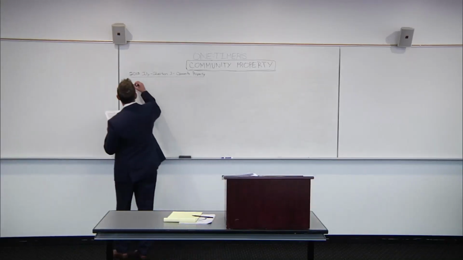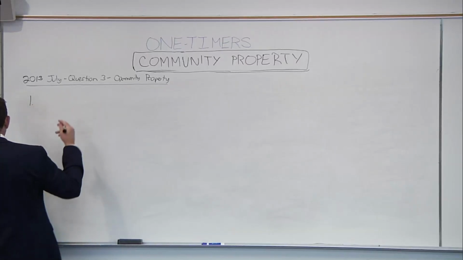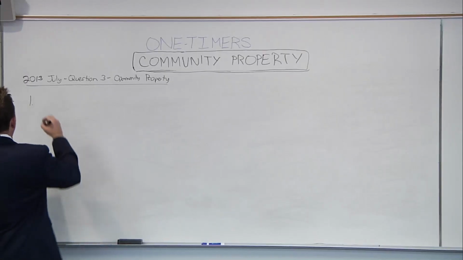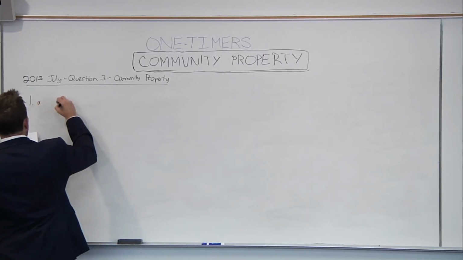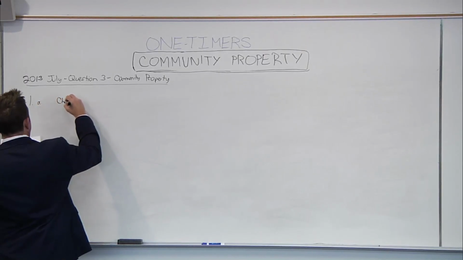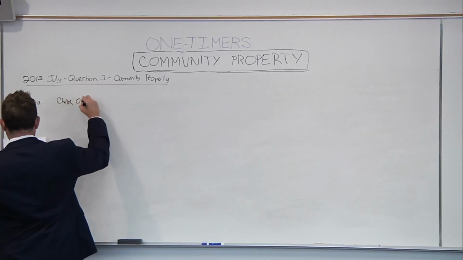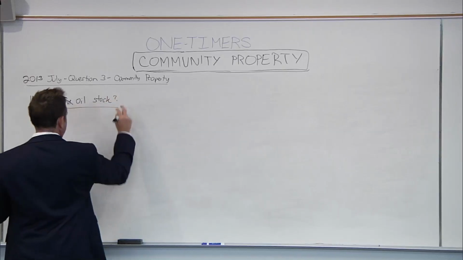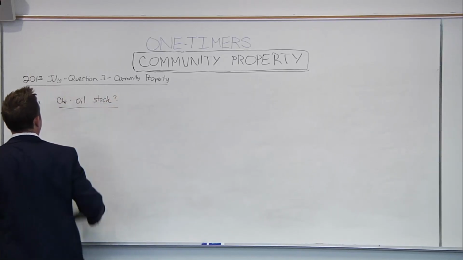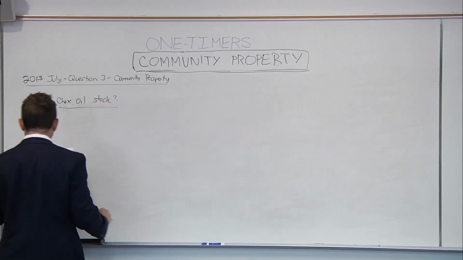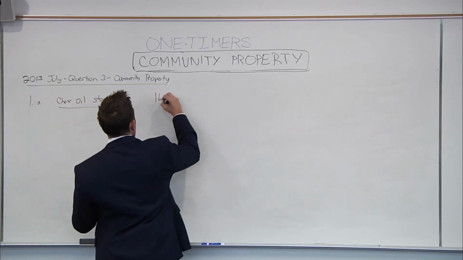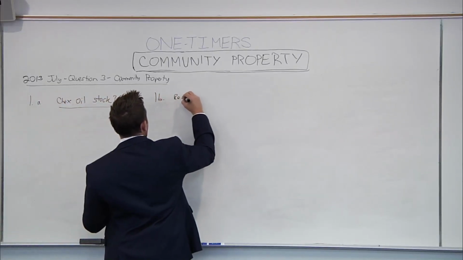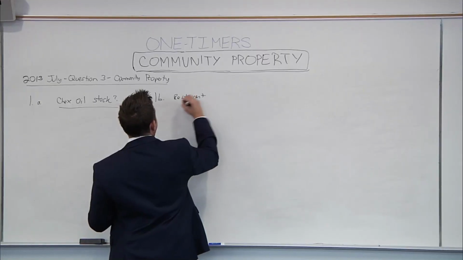It says, number 1, what are W and Hank's respective rights in? Number A, the checks oil stock. Okie dokie. 1B, the restaurant. This is exactly how you want to write it out.